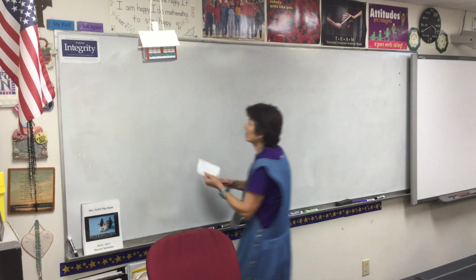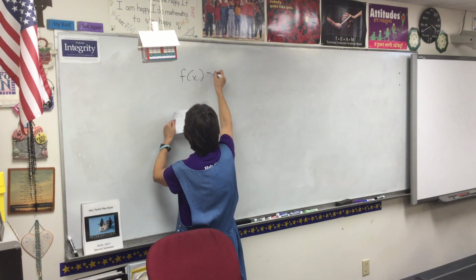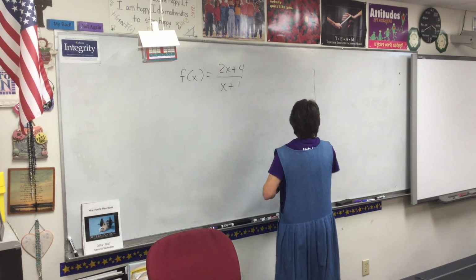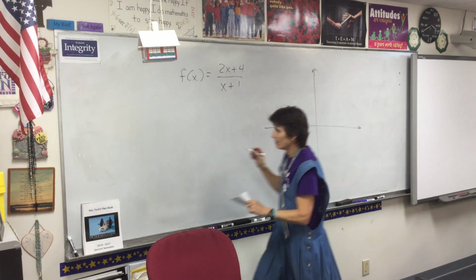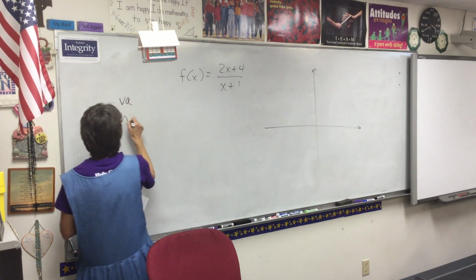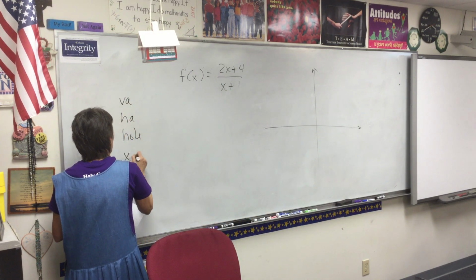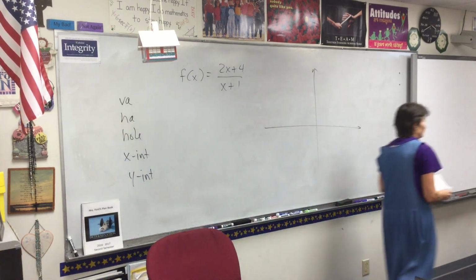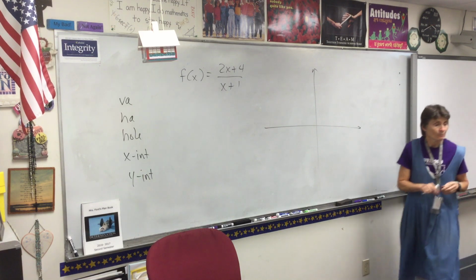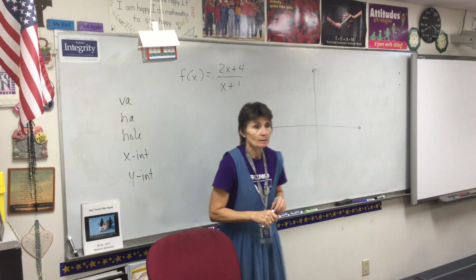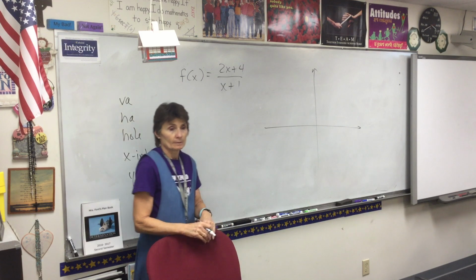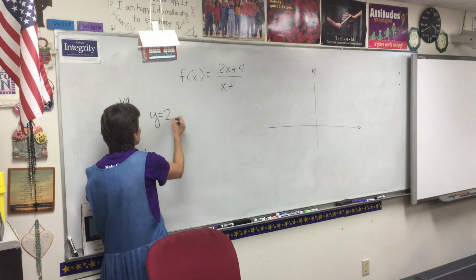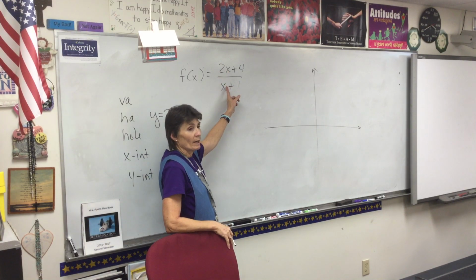All right, so here's the problem you're going to draw a picture of. So let's see what you remember in terms of vertical asymptotes, horizontal asymptotes, holes, x-intercepts, and y-intercepts. All right, so what do you know? Logan? I know the horizontal asymptote is 2/1. The horizontal asymptote is y equals 2. You are exactly right. 2x over 1x.